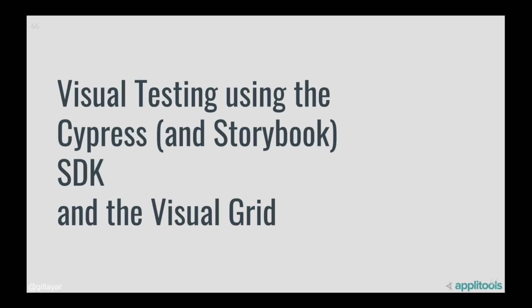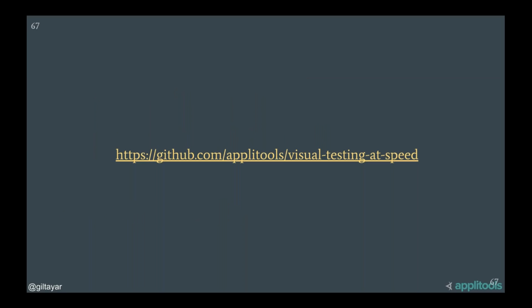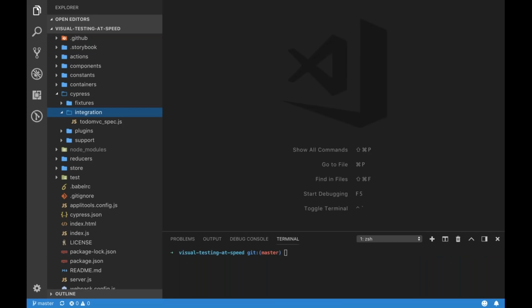So here we go. Visual testing using the Cypress and Storybook SDK and the visual grid. You don't need to go there. Don't worry, I will show everything using Visual Studio Code. In essence, this is the GitHub URL. You will have it at the end of the webinar, in the last screen, and you will be able to copy it. I believe Adi will be sending over the link in the end. So don't worry. And there we go. This is Visual Studio Code, and this is basically the Git repo which I cloned.